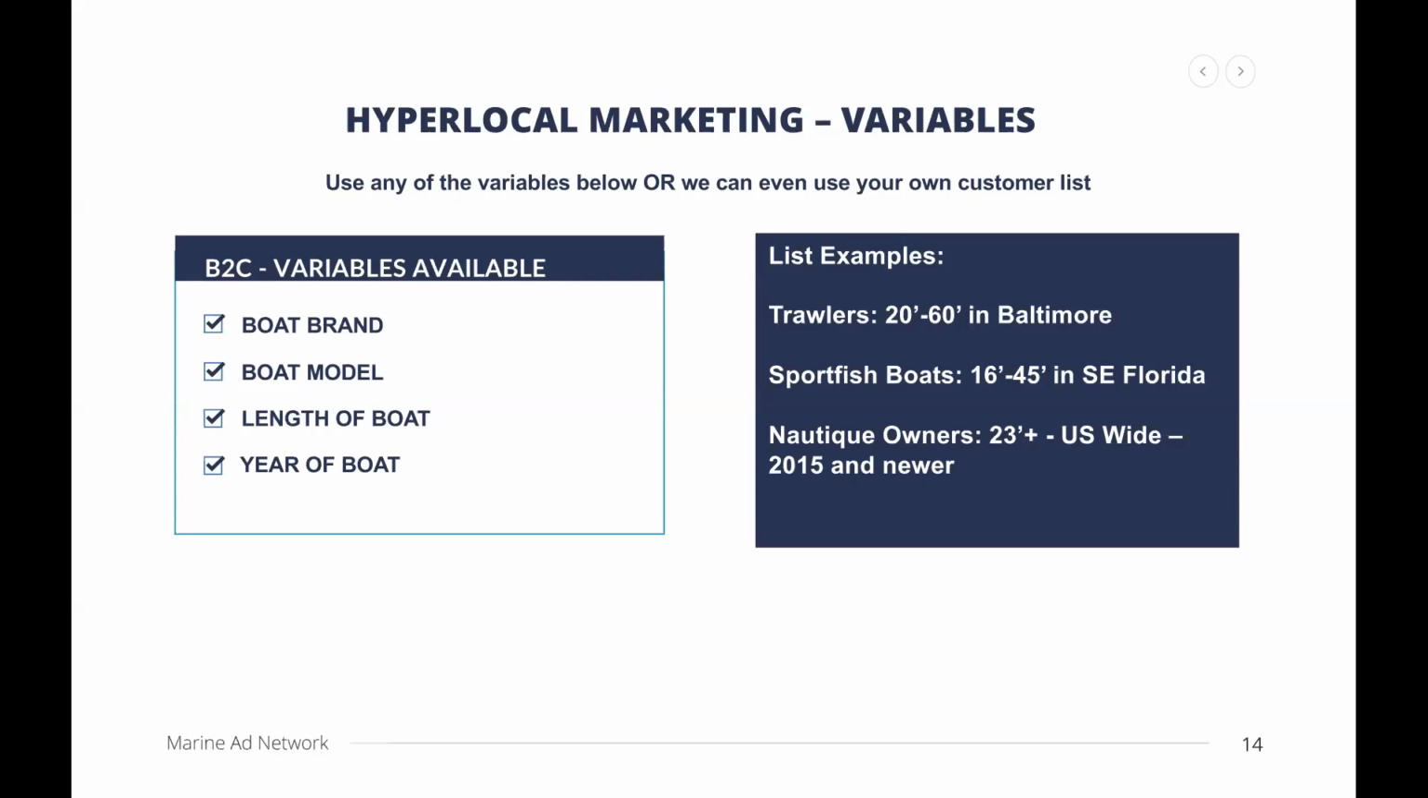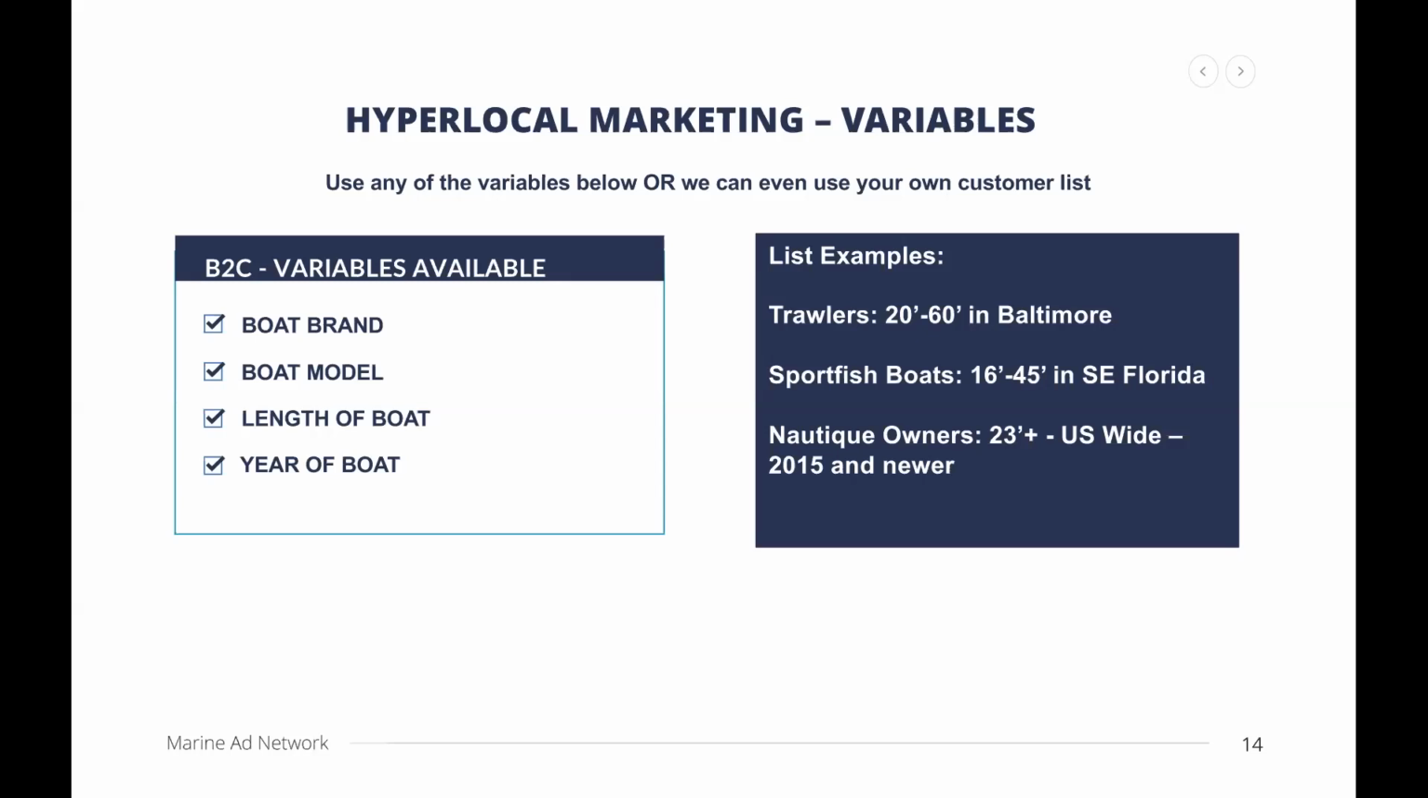So we were able to provide a list to them, and in return, we were able to serve digital ads directly into the homes of every person that owned a trawler between the sizes of 20 and 60 feet. The next one is sport fish boats. So we had a client that wanted to target sport fish boat owners in Southeast Florida. So we were able to pull a list of everybody that owns a sport fish boat between 16 feet and 45 feet in that Southeast Florida market.